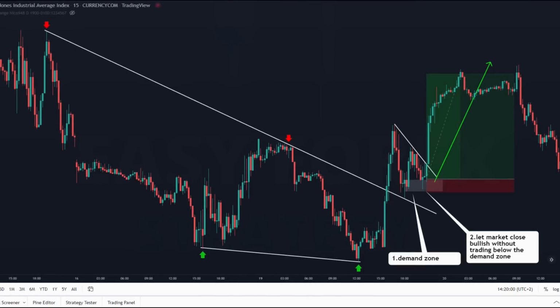Now we can see that the trade worked perfectly. And there is a way that I take profit from this kind of setup. So if you subscribe, I will clearly show you that then.